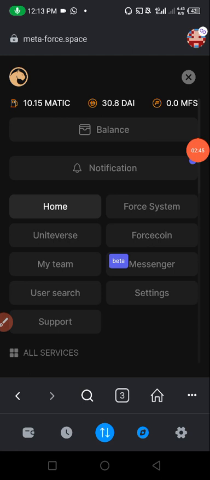So there are two ways in which you can actually make money with MetaForce. The first way is the passive way, which involves you spending more money and putting in less effort. And the active way, which involves you putting in more effort and spending medium or minimal money. If you understand what I'm trying to say.